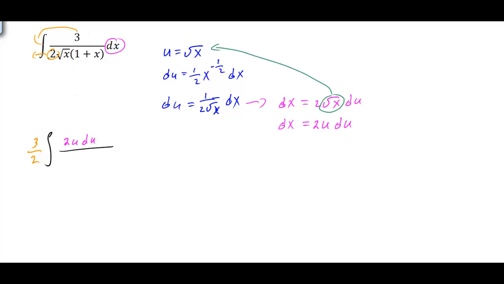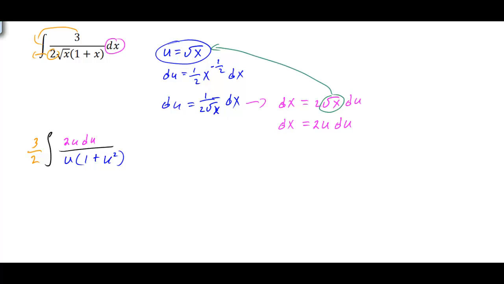over, now the 3 halves we've pulled out front, so we have the square root of x. Well, what is the square root of x? Well, the square root of x is equal to u. Okay, so right here, square root of x is equal to u. So that becomes u. And then we have 1 plus x. Well, what is x? Well, if the square root of x is equal to u, then if we square both sides, that means u squared is equal to x. So we would get 1 plus u squared.